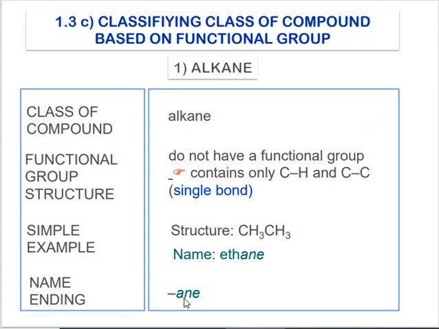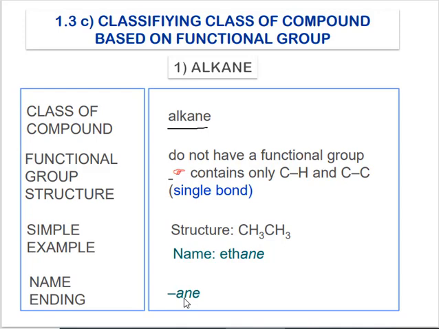Okay, so now we will look at individual classes of compounds and their functional group. So first we look at alkane. Class of compound alkane. For alkane you must know that they do not have any particular functional group. Why? Because as you know, alkanes only contain carbon-carbon and carbon-hydrogen bonds, all single bonds. For example, you have here ethane. Let me just draw the expanded structure for you, CH3 CH3.